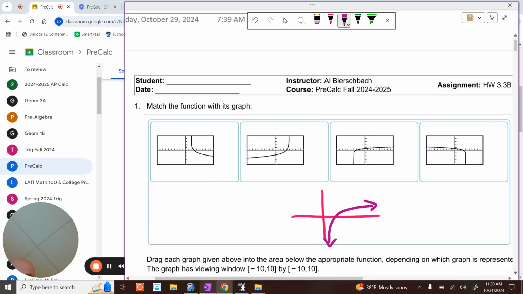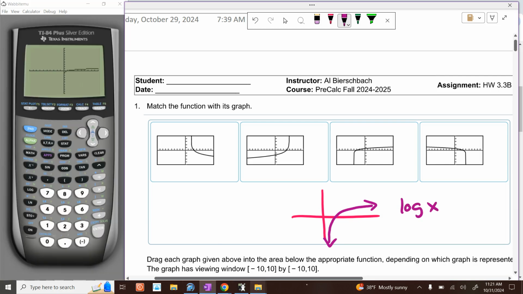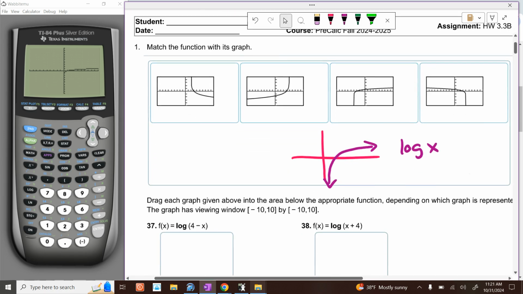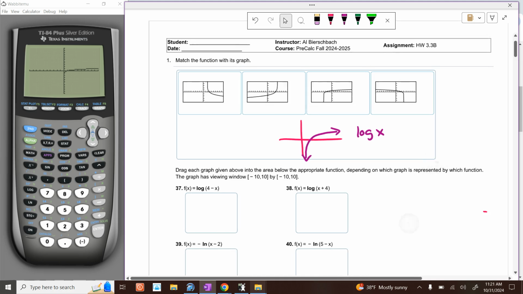Whoa. I don't know what just happened. So this is the log of x. Looks like that. Everybody trust me. We're good with that. Now we're going to look at these graphs, and these functions.